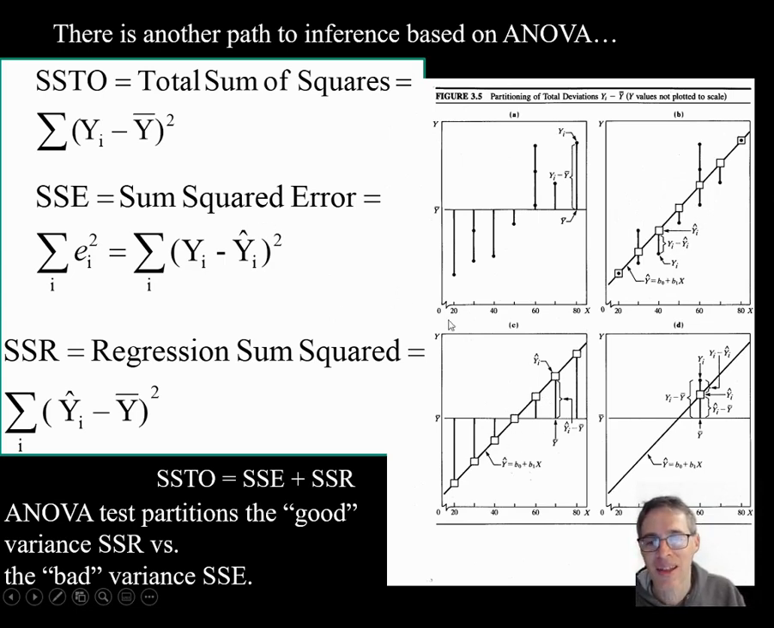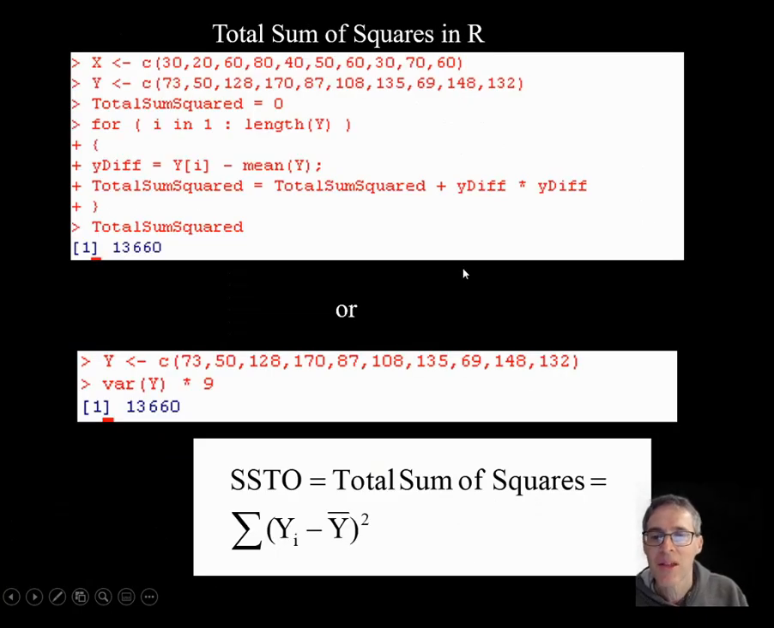And the ANOVA is going to allow us to put p-values on these hypotheses, on a null hypothesis that the model isn't explaining very much. So we can calculate all of these very simply in R. We can get the total sum squares by just grinding through.